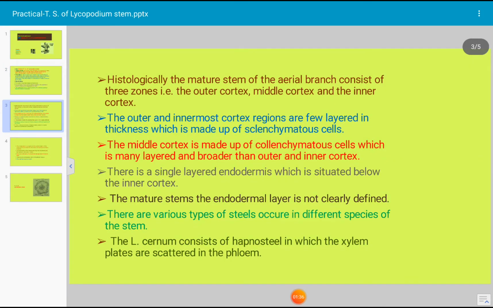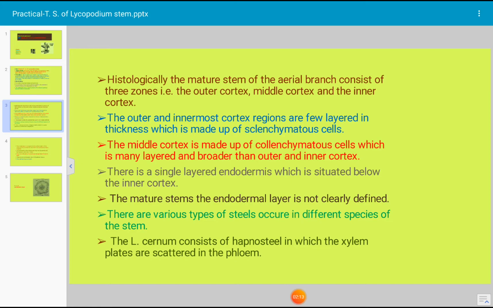Next, histologically, the mature stem of the aerial branch of Lycopodium consists of three zones, that is, outer cortex, middle cortex and inner cortex. The cortex region is placed below the epidermis, and the entire cortex is divided into three parts, the outer cortex, middle cortex and inner cortex. The outer and innermost cortex regions are few layers in thickness, made up of sclerenchymatous cells. These are thick walled cells that give mechanical support to the stem.